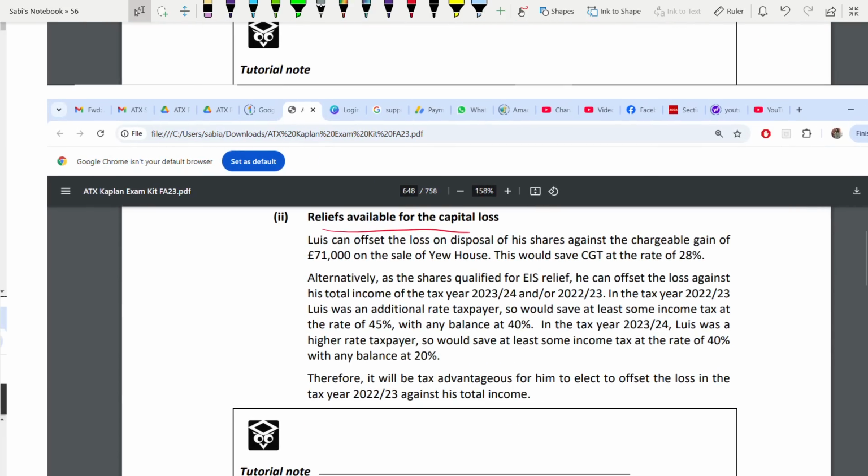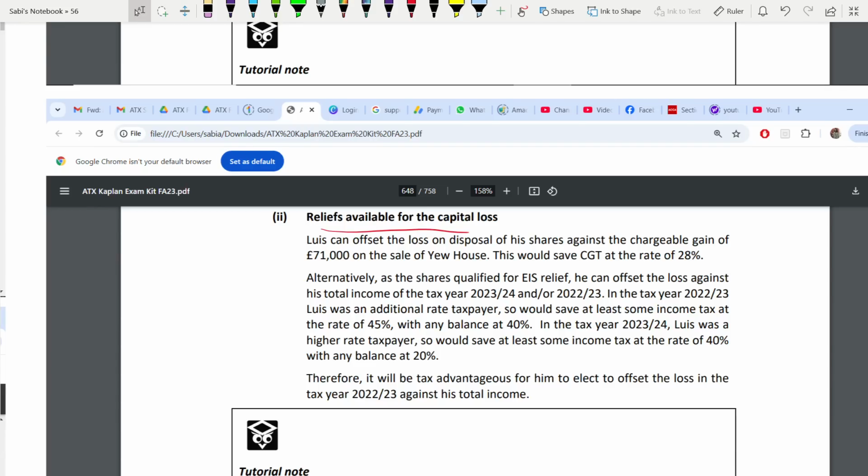Now, relief available for capital loss. It's a capital loss, so you're going to get relief. You can offset this loss on disposal of shares against the gain of 71,000 on the house. So how much CGT is it going to save? At the rate of 28%, because he's a higher rate taxpayer. They have told you Louis is a higher rate taxpayer, and it's a residential property. So residential property at the higher rate is 28%.